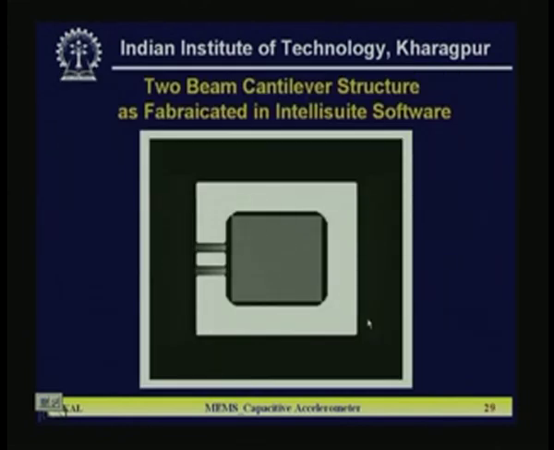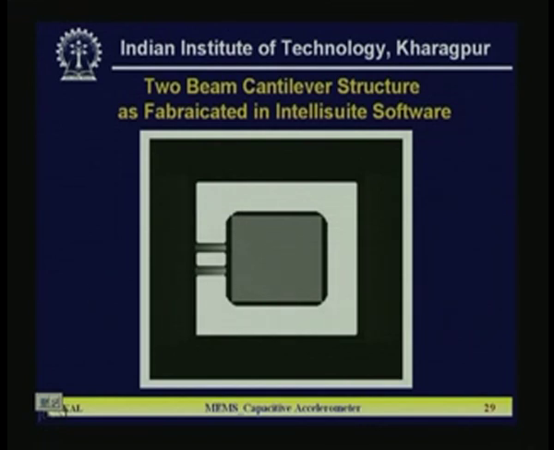Now, the two beam cantilever structure has been simulated, and the fabrication part has been simulated using IntelliSuite software. That is another software, it is not Coventor. In IntelliSuite, you can give the process steps and dimensions, and you can see how the structure comes out after fabrication. The dimensions we suggested earlier in our design have been applied, and some tentative process steps have been given. After the process is over, the complete sensing structure looks like this.